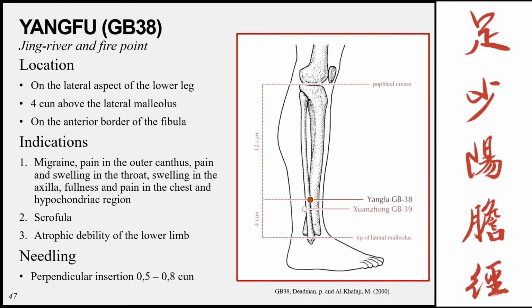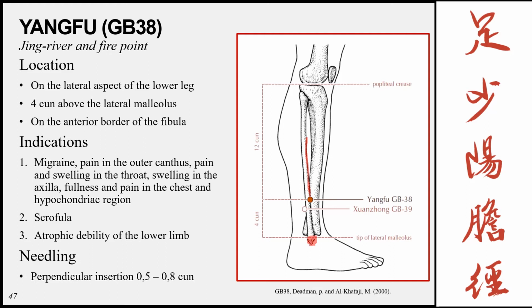The next point is YANGFU, GB38. This is a jing river and fire point of the meridian, and is located on the lateral aspect of the lower leg, this region. And it's 4 cun above the lateral malleolus. So GB37 was 5 cun. This one is 4 cun above the lateral malleolus, and it's on the anterior border of the fibula. So this is the anterior border, and it's 4 cun above the lateral malleolus over here.